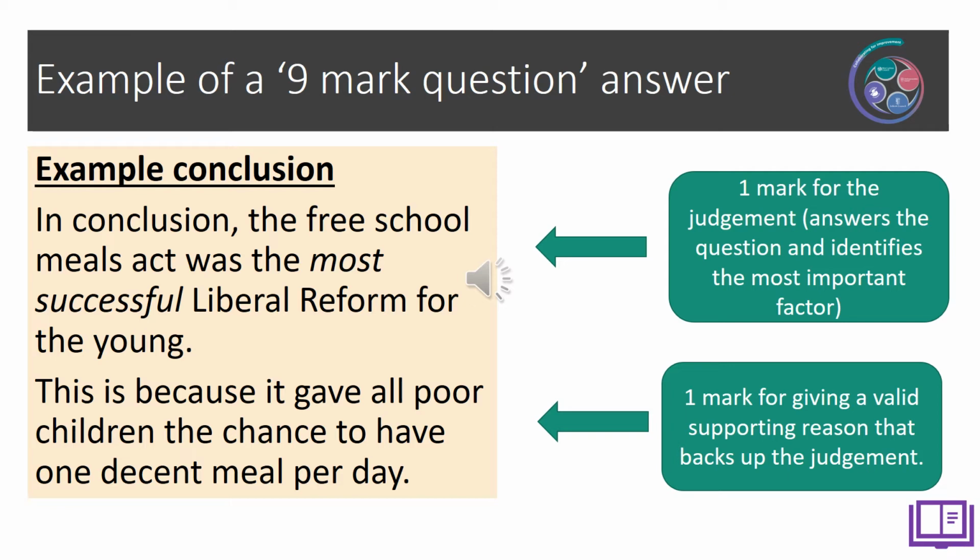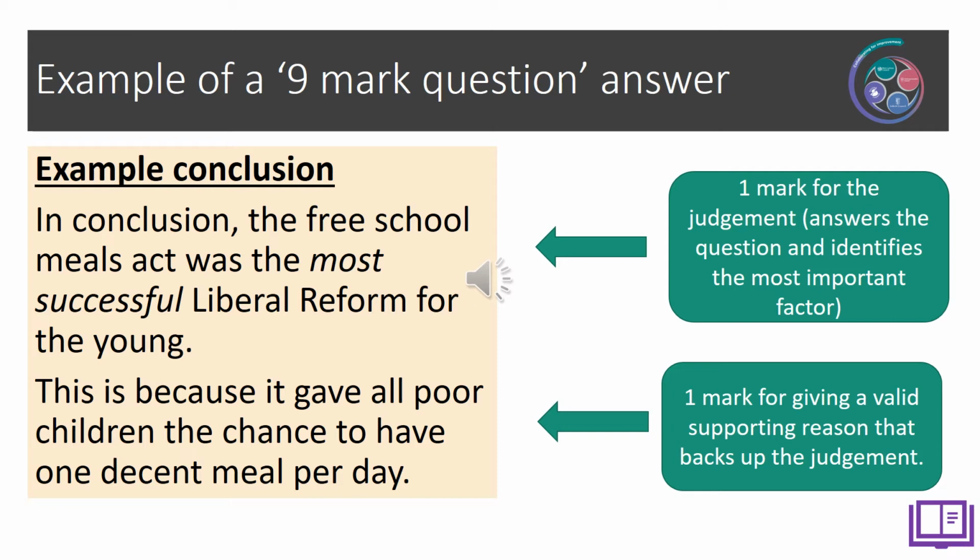The example that you see in front of you: in conclusion, the Free School Meals Act was the most successful liberal reform for the young. This is because it gave all poor children the chance to have one decent meal per day. So for those 2 sentences, 2 out of 2 would be given. The first sentence gets 1 mark for making a judgment. What we can see in that sentence is that the Free School Meals Act has been identified as the most important and most successful liberal reform for the young.